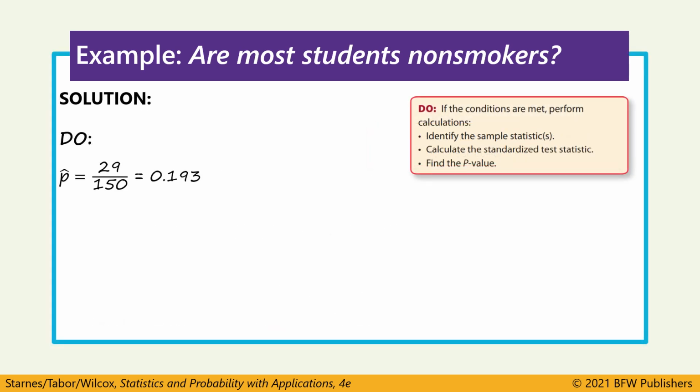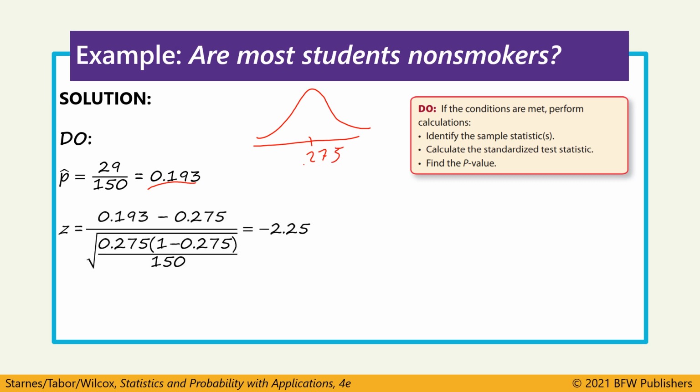Our sample statistic is the P hat. It's calculated by doing 29 out of 150, 19.3%. When we make our normal curve, that 0.275 goes right in the middle, and we use that to calculate sigma P hat, the square root of PQ over N. Okay, so that's the standard deviation of our sampling distribution for a size of 150 students. As a reminder, we're always taking the P hat, and that P, that null hypothesis value, is always the thing that's coming after that minus sign. We get a z-score of negative 2.25.